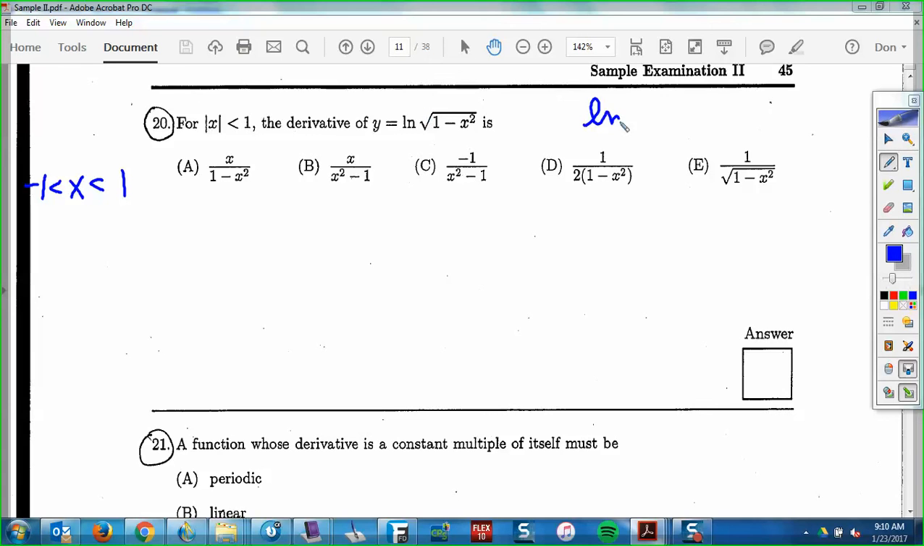Now, before I do the derivative of this, instead of writing that as a square root, I would probably write it as 1 minus x squared to the 1/2, inside there. So how do we do the derivative of a natural log? 1 over the inside, which is the square root of 1 minus x squared. I could write it that way because I can see that's how some of those are written. And then times the derivative of the inside. Well, the inside is this, right? How do I do the derivative of that?